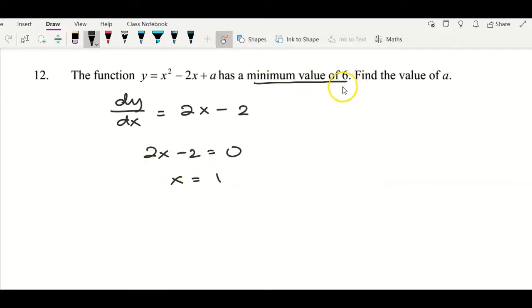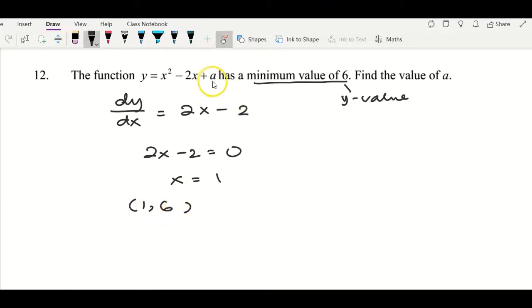Minimum value refers to the y value, which is to say that the y value at the minimum point is 6. From here, dy/dx equals 0, we solve and get x equals 1, meaning that this is a critical number, at the minimum point. So we can say that we have a minimum point at x equals 1 and y equals 6. This is the minimum point.